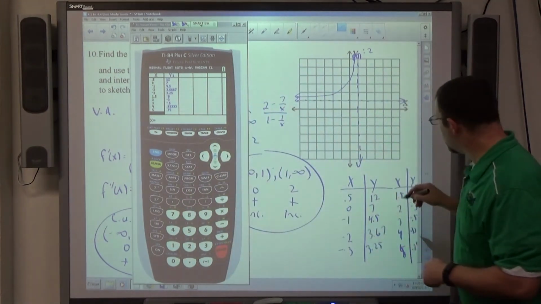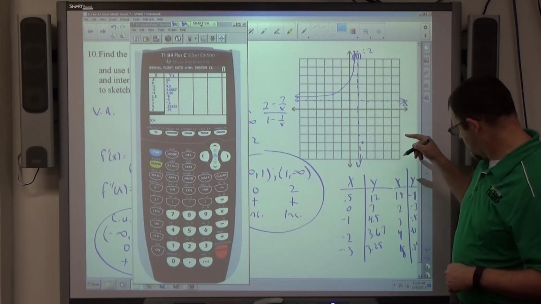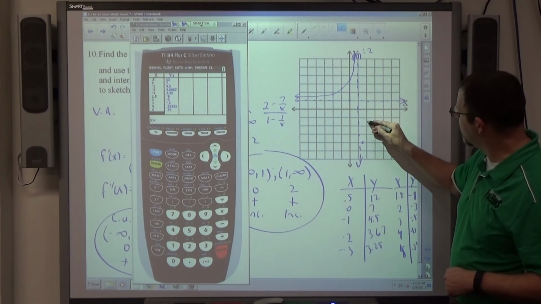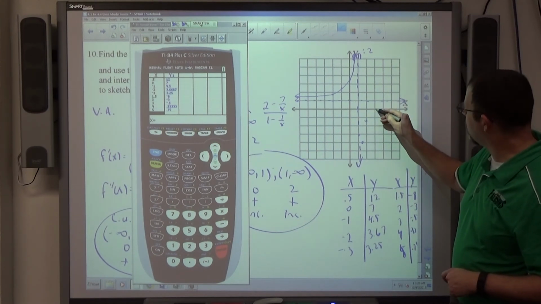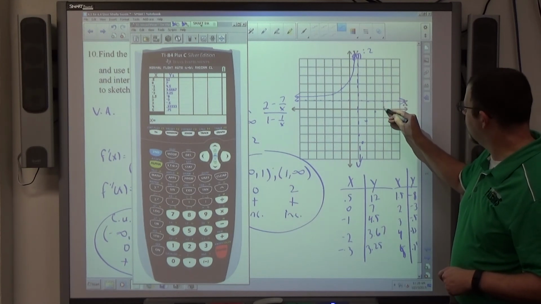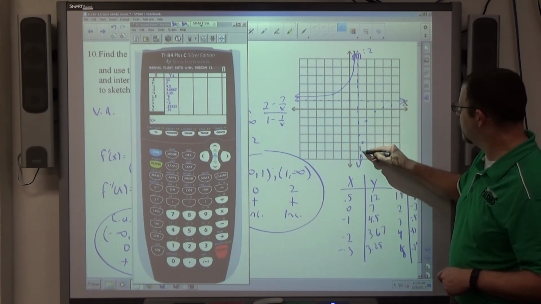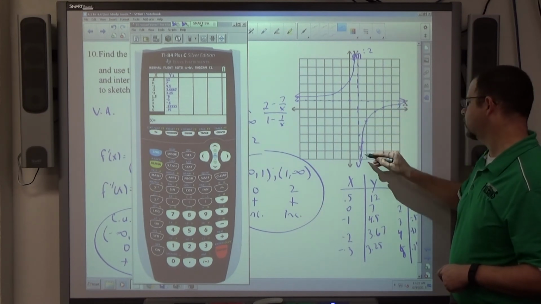And then 1.5, negative 8. 2, negative 3. 3, negative 0.5. There's negative 1, negative 0.5 about here. 4, 0.33 is about here. 5, 0.75 is about here. And that one seems to be kind of going up like so.